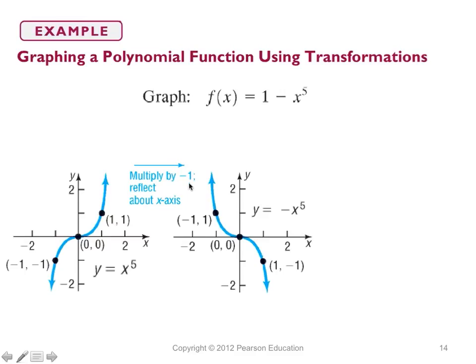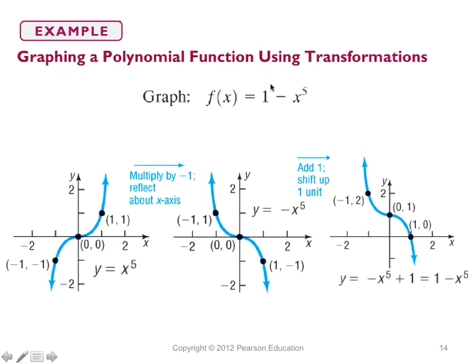Since we are multiplying by -1 because we have this negative out front, that means we're going to reflect our graph around the x-axis. So I just take this blue graph and flip it around the x-axis, and I end up with basically an upside-down version of the original. The last piece of the transformation is this 1 right here. Since we add 1, we just take our graph and shift it up 1 unit. So we take our graph from the second step and move it up by 1. And that gives us our nice transformed graph.